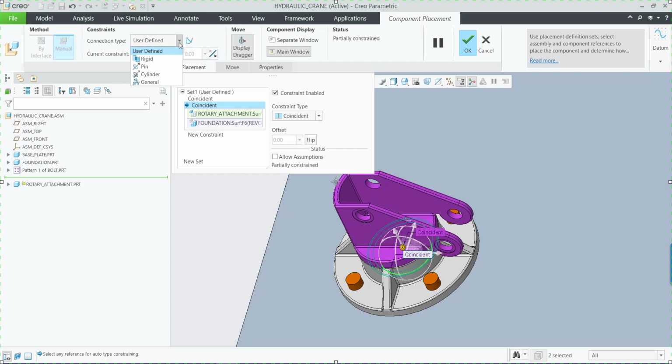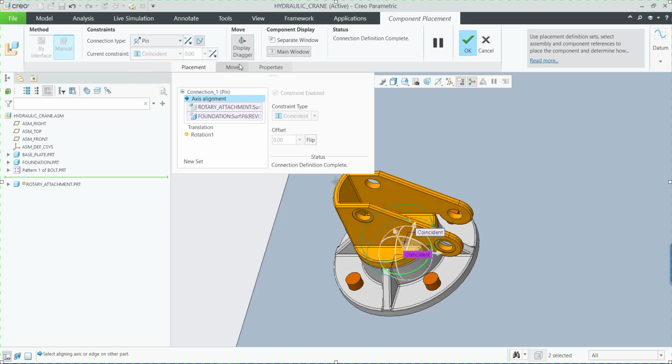As I know, it has to rotate about the vertical axis, so for that I will go for the pin connection, and this way I have converted the 2 constraints to the equivalent mechanism connection. The first coincident for the axial mating has been listed under the axis alignment, and for the translation locking I am having the flat surface mating type of constraint.